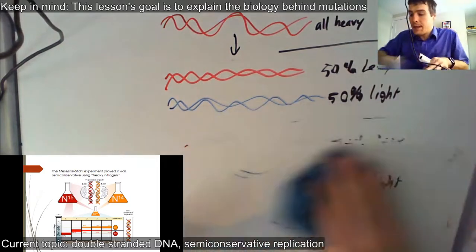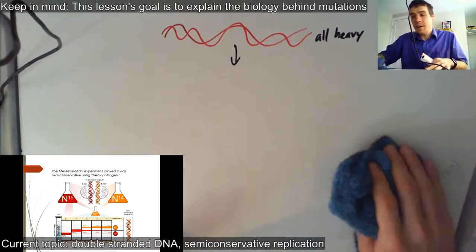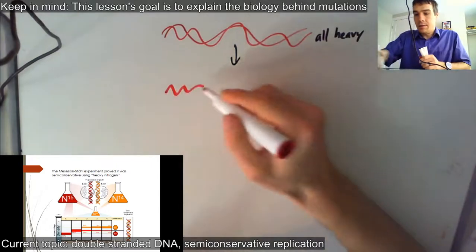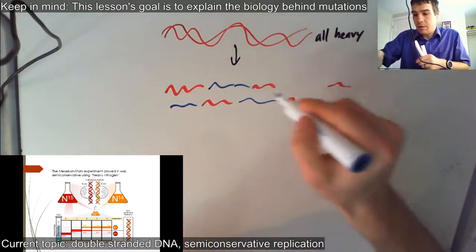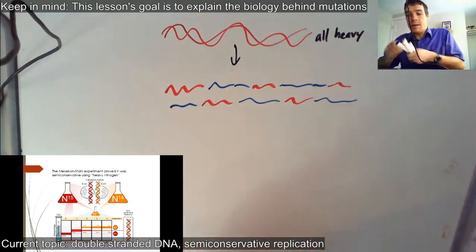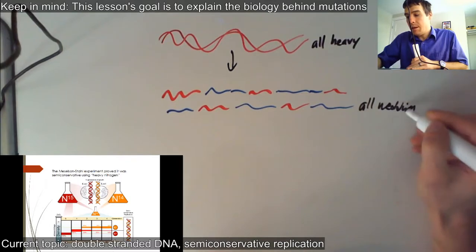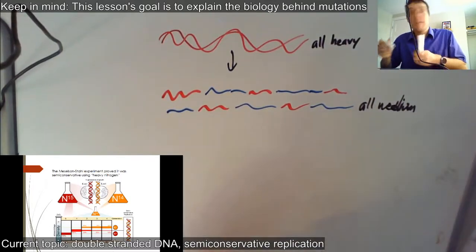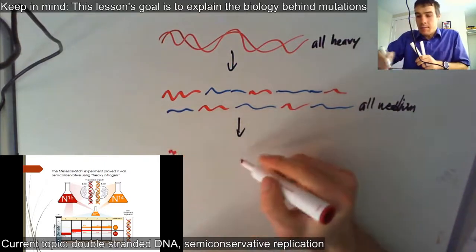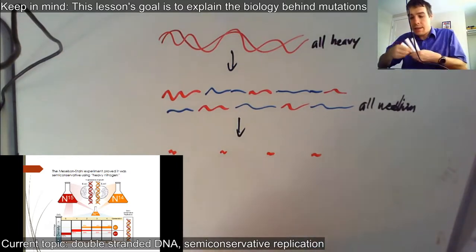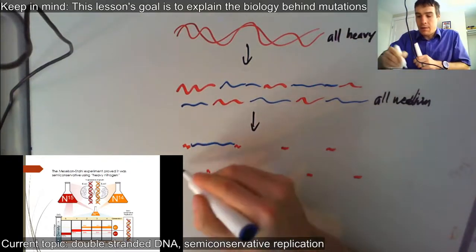So never a medium. And then the random one, you would expect like a spread, right? It would be kind of like that. So the first step from all heavy would immediately go to all medium. All medium. I can't spell medium. There we go, all medium. But then the next step down, what would happen is you're never going to get new heavy DNA, but you're going to get new medium DNA, new light DNA. So eventually what you'd get is less and less of the heavy stuff and more of the light stuff.